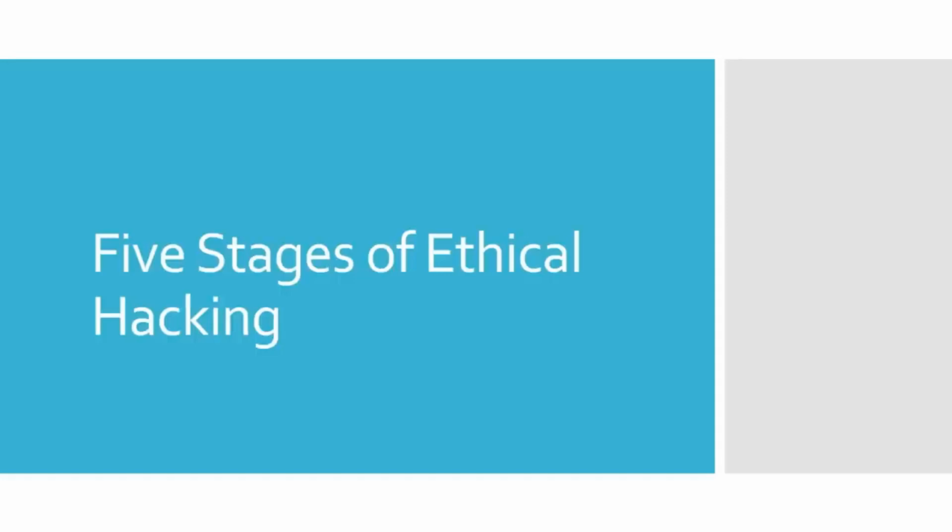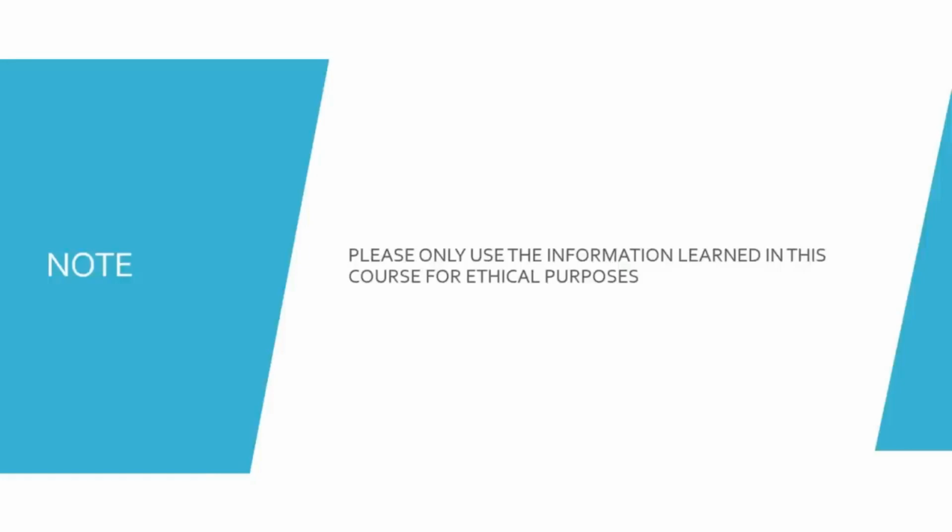So before we do that, let's first make a big note. From here on, we are moving into the ethical hacking portion of our course. We're going to learn malicious things. Please only use the information learned in this course for ethical purposes. Do not attack your neighbors. Do not attack anybody that you do not have explicit permission to do so. You can and will get into trouble for doing that. So with that out of the way, let's talk briefly about the 5 stages of ethical hacking.